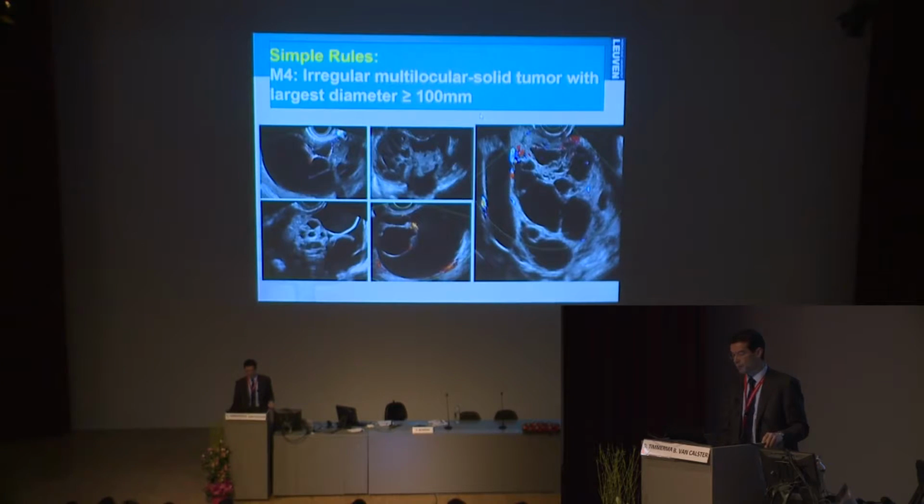Then irregular multilocular solid tumor with largest diameter of at least 10 centimeters. So this is not one morphological feature, it's a combination of features. It should be irregular, multilocular solid, and the largest diameter should be at least 10 centimeters. So that's a combination of features, but if the 3 are present, like in these cases, then it's M4, the 4th feature of malignancy.